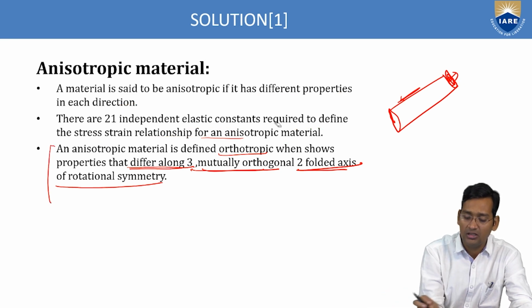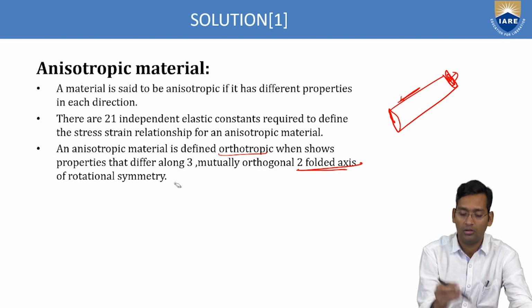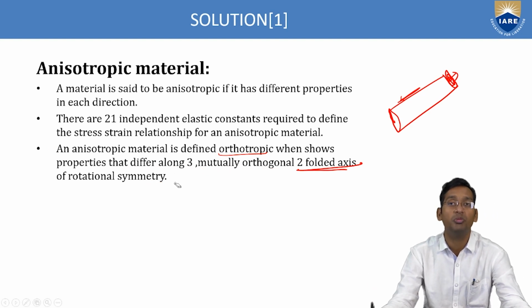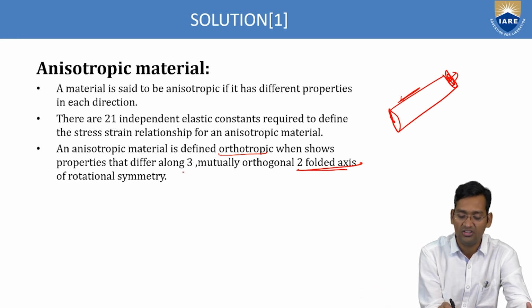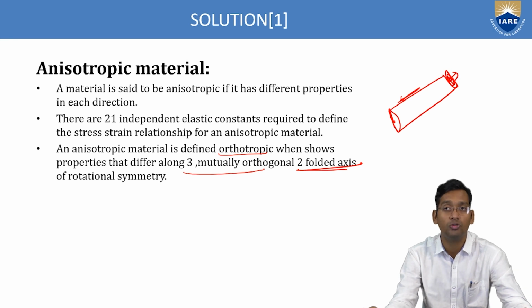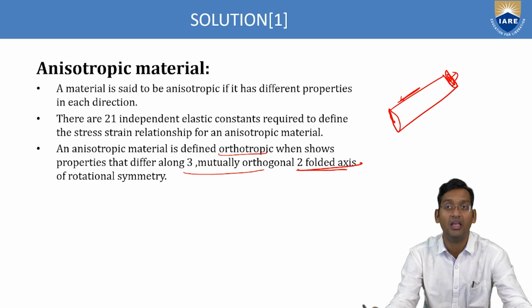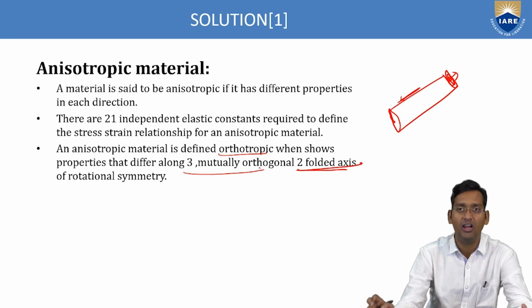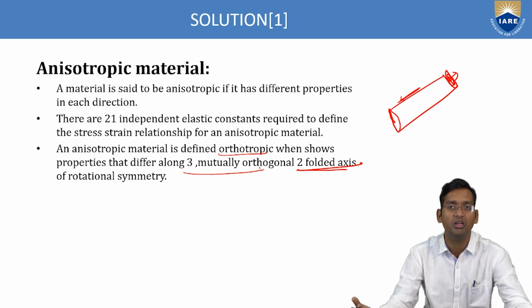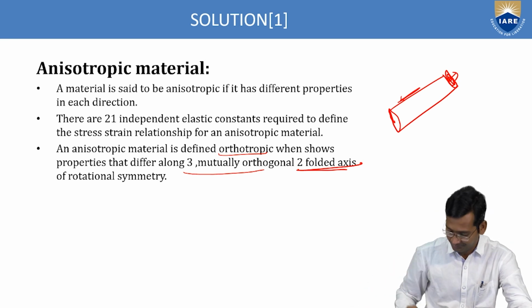They can ask you to write the condition of the elastic constants when anisotropic becomes orthotropic. So this condition is very important: 3 mutually orthogonal and 2-fold axes of rotational symmetry, meaning 2-fold axes of symmetry for rotation. Once these 2 conditions are fulfilled, the anisotropic becomes orthotropic.